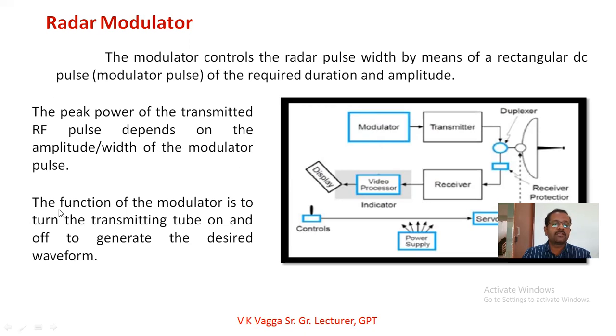And the function of the modulator is to turn the transmitting tube on and off to generate the desired waveform. So its function is only to turn on or off, and this on and off is controlled by the modulator. Understood? So this is the definition of the modulator here.